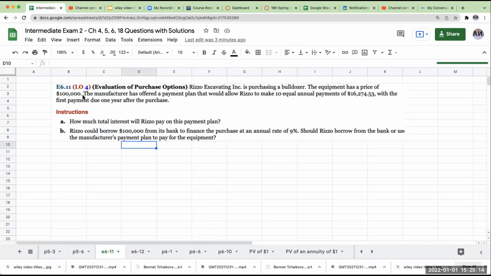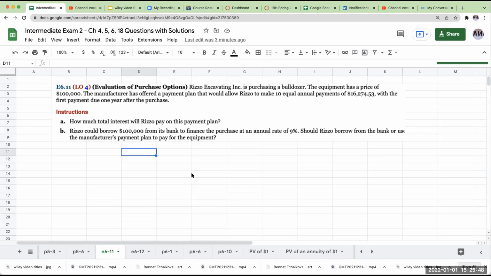So how much total interest will Rizzo pay on this payment plan? And then Rizzo could borrow $100,000 from its bank to finance the purchase at an annual rate of 9%. Should Rizzo borrow from the bank or use the manufacturer's payment plan to pay for the equipment? What's interesting is that there's a concept called the internal rate of return, which is something that we go through in managerial accounting. And what exactly is the internal rate of return?